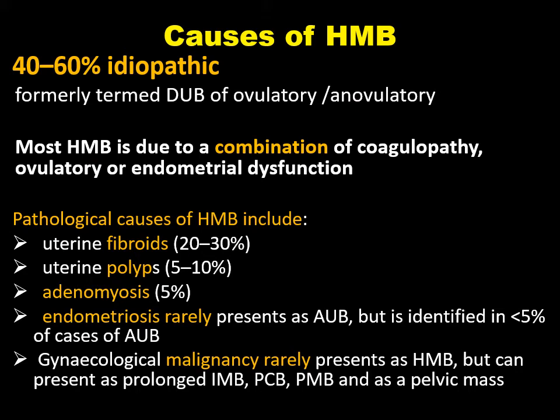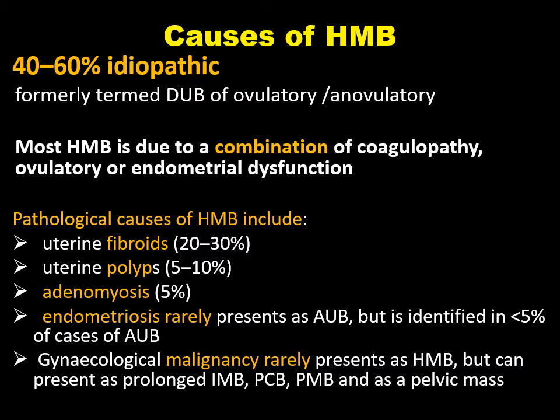In 40 to 60% of the cases, heavy menstrual bleeding is idiopathic, and this was called dysfunctional uterine bleeding of ovulatory or anovulatory causes in the past. So when you don't find the cause, this was called dysfunctional uterine bleeding. Most heavy menstrual bleeding is due to a combination of causes, coagulopathy, ovulatory, or endometrial dysfunction rather than one cause.